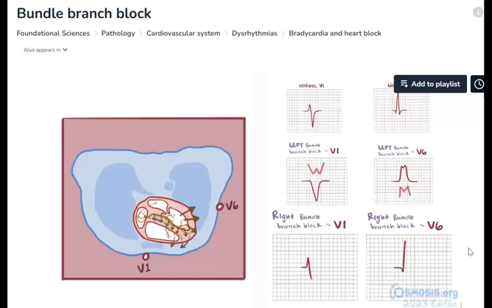Finally, as the right ventricle depolarizes in a roundabout sort of way, you get a positive deflection in V1 and a negative in V6. So V1 has a large terminal R wave, meaning it ends with a large R wave, and this gives it an M shape. On V6, there should be a slurred S wave, giving it a W shape.